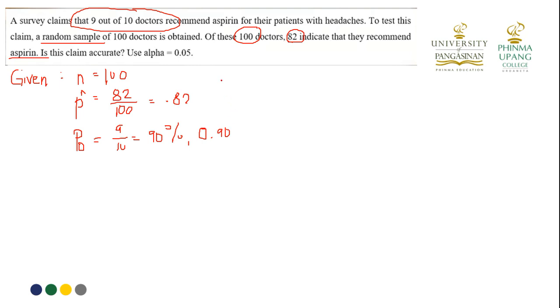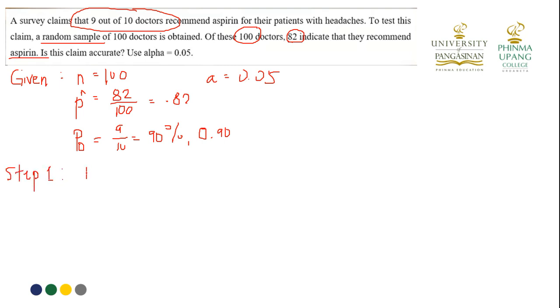Yan. Tapos, yung alpha natin dyan, sabi niya 0.05. Yan. So, una, identify mo muna, no? Lahat ng given. So, bali apat yung given when it comes to proportions: the N, the P hat, P sub note, and the alpha. Then, punta tayo sa step 1.